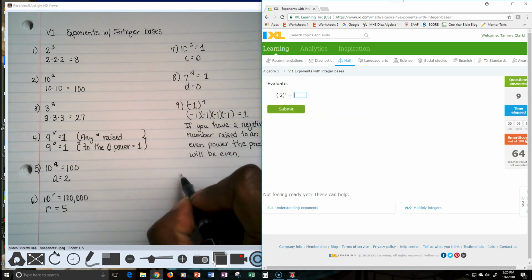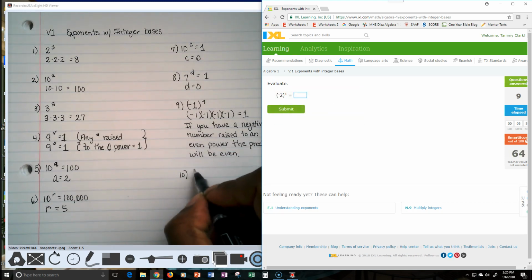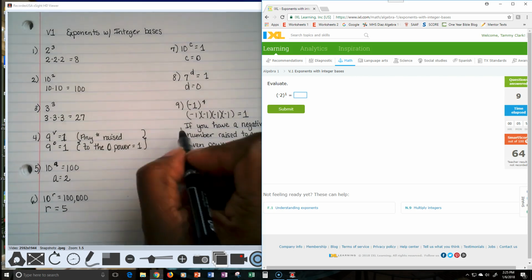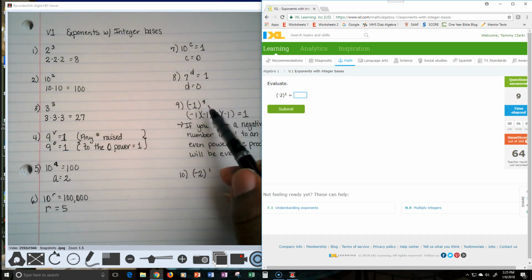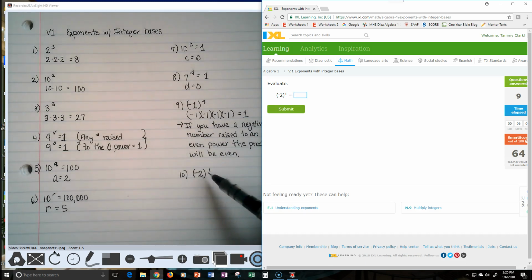Let's look at 10. We have -2 raised to the 1 power. So if you think about this right here, it's not being raised to an even power, so my answer is not going to be even. It's being raised to an odd power. So my answer is going to be odd. So negative 2 to the first power is just negative 2.